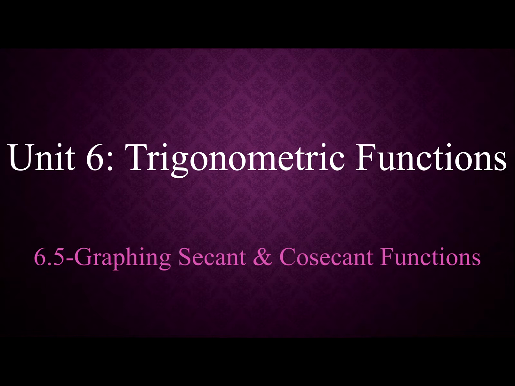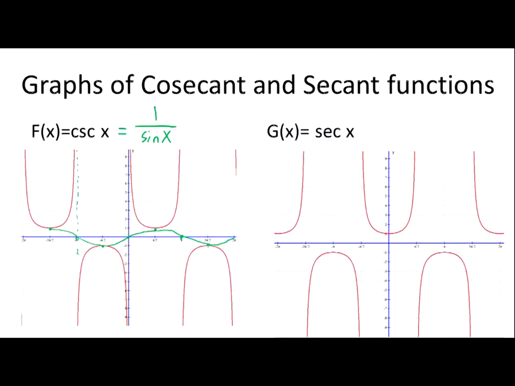Alright guys, welcome back. So 6.5 is all about graphing secant and cosecant functions. These curves are actually based on the sine and cosine graphs. Cosecant is 1 over sine, secant is 1 over cosine.